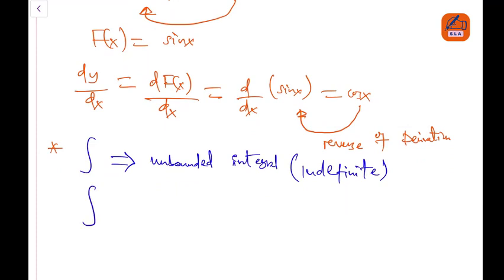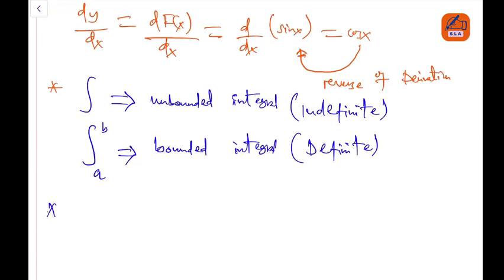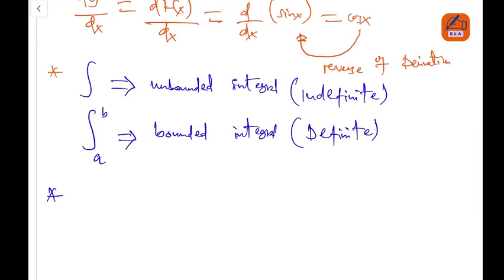Alafu kuna nyingine sasa, una add numbers to the infinity but within certain limits. Hii tunaita bounded integral au unaweza ukasema definite integral. Kwa hiyo katika hii tena tutaiangalia definition nyingine. Kwa hiyo tukisolve hizi integral zetu tunaweza tukapata aina mbili za majibu. Tunaweza tukapata the general solution. General solution inapatikana kutoka kwenye nini? Pale ukicalculate hii indefinite integral unapata general solution.